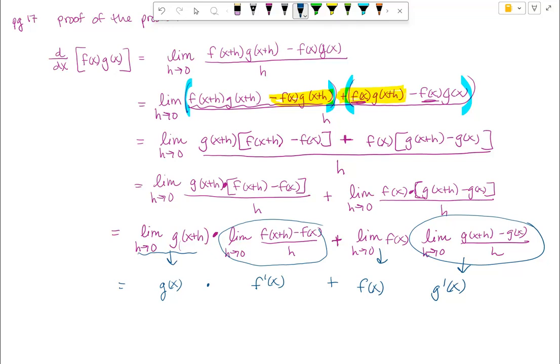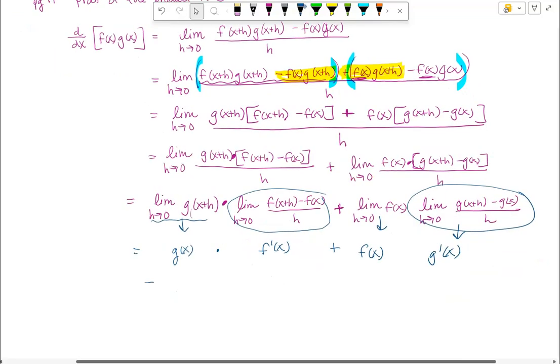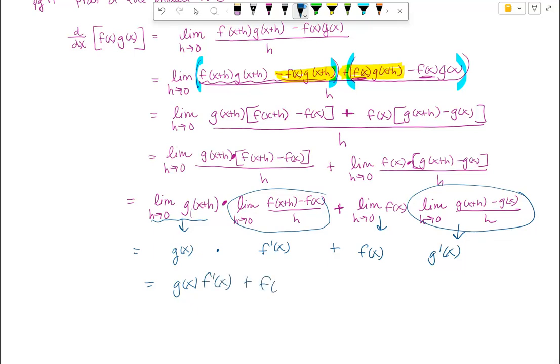So all of that to say, when we put all these pieces together, we get g of x times f prime of x, which is the same as f prime times g, plus f of x times g prime of x. And again, we remember that multiplication and addition are commutative. So we're more likely to see our product rule written this way. All right, that was so much fun.